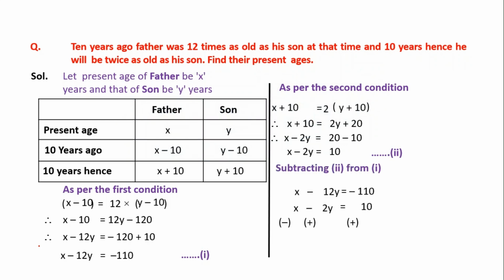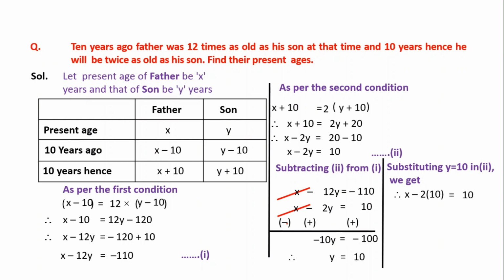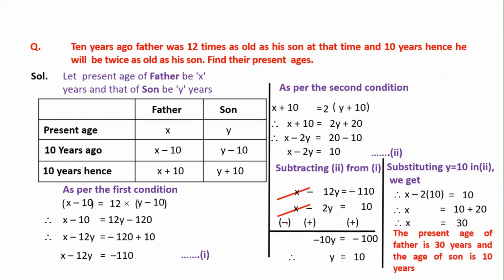After solving these two equations, subtract equation 1 from 2. You can simplify. So what will we get? x gets cancelled, so this will be minus 10y is equal to minus 100. So y is equal to 10. Substitute in equation 1 or 2 and you will get the value of x. So x is equal to 30. So the present ages of father and son are 30 and 10. Is it clear?